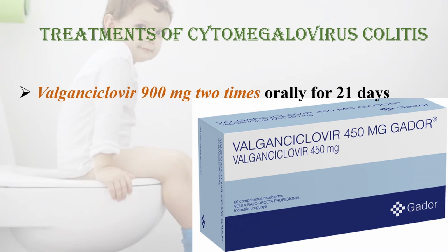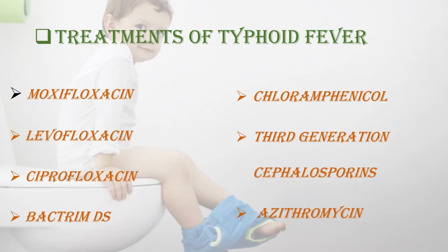Next one, treatment of cytomegalovirus colitis. Valganciclovir 900 mg 2 times orally for 21 days. Next one, antibiotic drugs used for the treatment of typhoid fever: moxifloxacin, levofloxacin, ciprofloxacin, Bactrim DS, chloramphenicol, third generation cephalosporins, azithromycin.